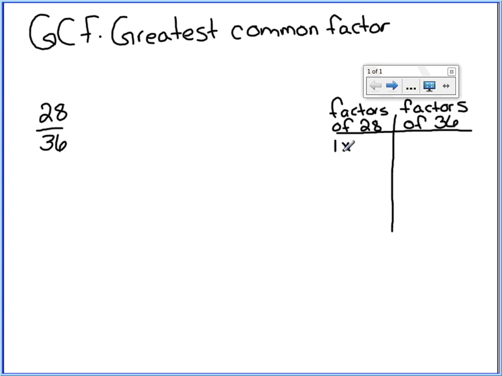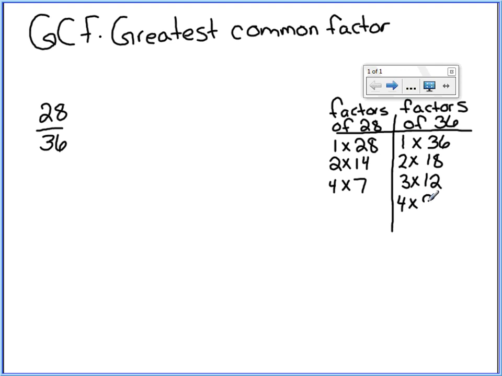Well, the first two factors of 28 are the simplest. 1 times 28. Then it's even, so something times 2. So 2 times 14. And then, of course, 4 times 7. And then over to 36. 1 times 36. It is even. So 2 times 18. And then 3 times 12. And then 4 times 9. And then 6 times 6.